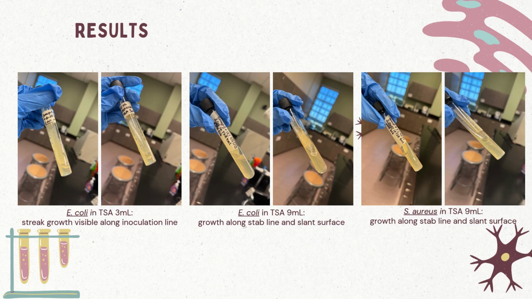surface. The 9 ml TSA deep with S. aureus showed a very similar pattern, growth along the stab line and at the slant surface. Like E. coli, this indicates that S. aureus is a facultative organism that can grow in both aerobic and less oxygenated conditions. Overall, these results not only confirmed that our inoculation technique with the loop and the needle worked as expected, but also gave us insight into the growth capabilities of each organism in different environments.